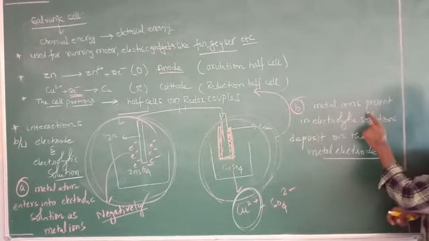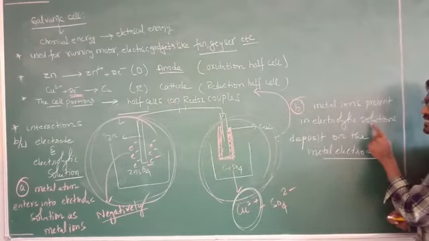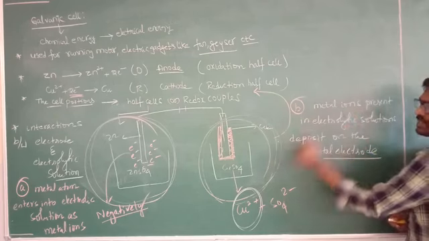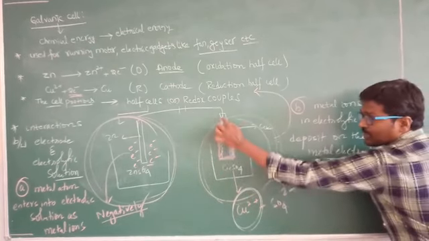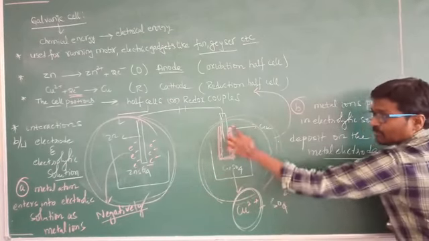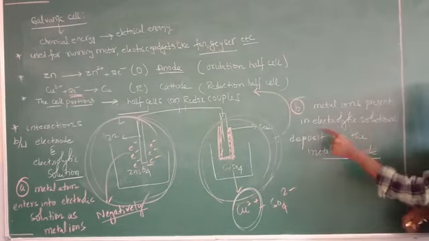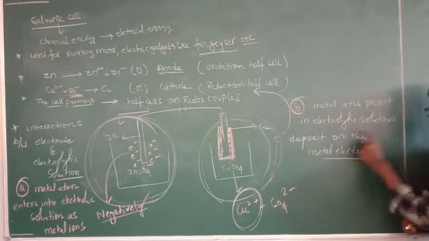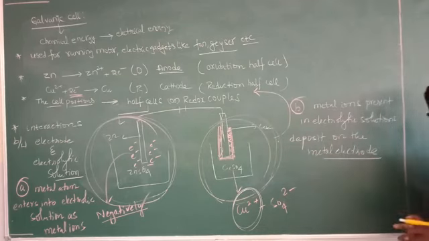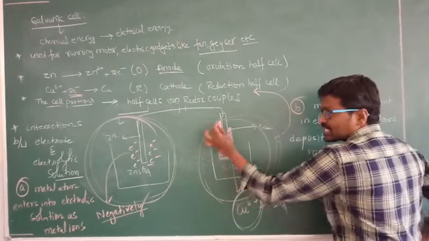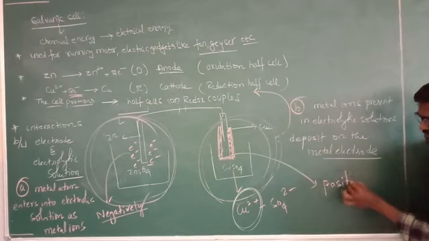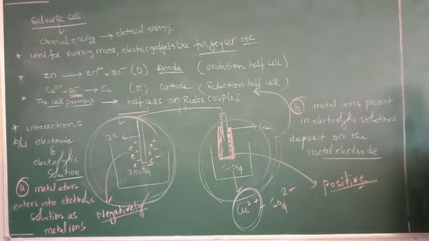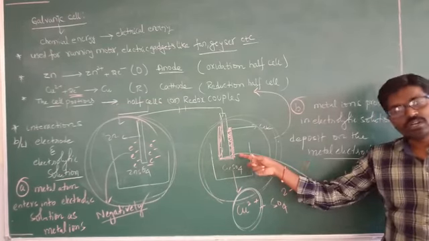What is the point I have written there? Metal ions present in the electrolytic solution, the best example being Cu2+ ions present in the copper sulfate solution, move towards the copper rod and are deposited on the copper rod. That is the point I have written: metal ions present in the electrolytic solution are going to deposit on the metal electrode. So Cu2+ ions are present around this metal electrode, and that's why positive potential is developed here.